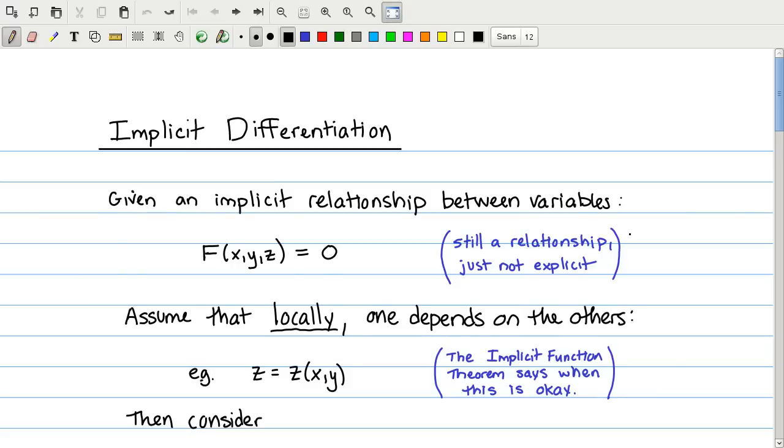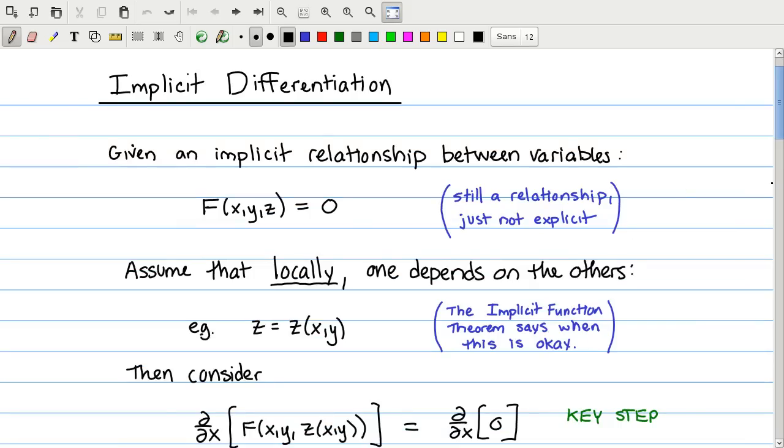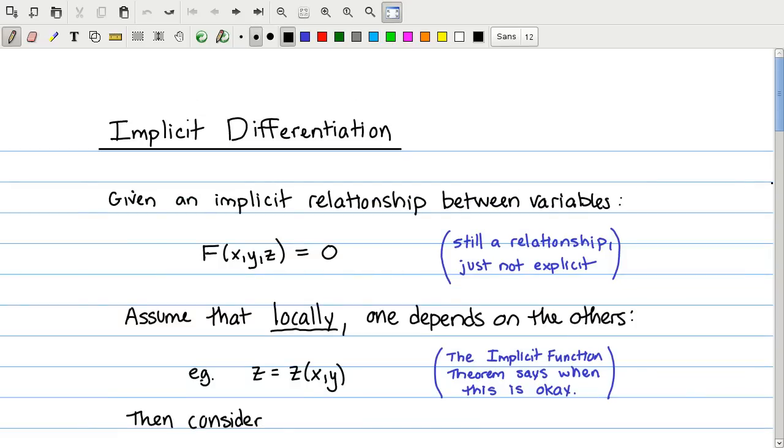This is a relatively short video on implicit differentiation. You saw implicit differentiation already in Calculus 1, but now that we have seen the chain rule in multiple dimensions, we can express implicit differentiation in a much more general way that makes a little bit more sense. It's a little bit more rigorous.